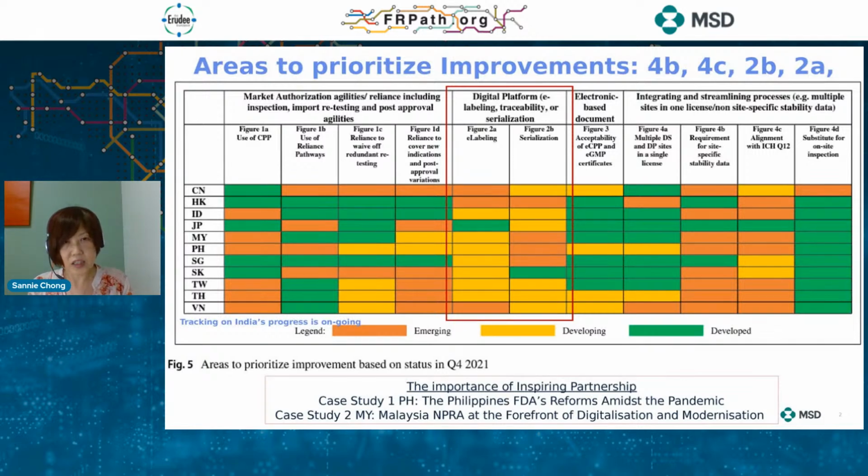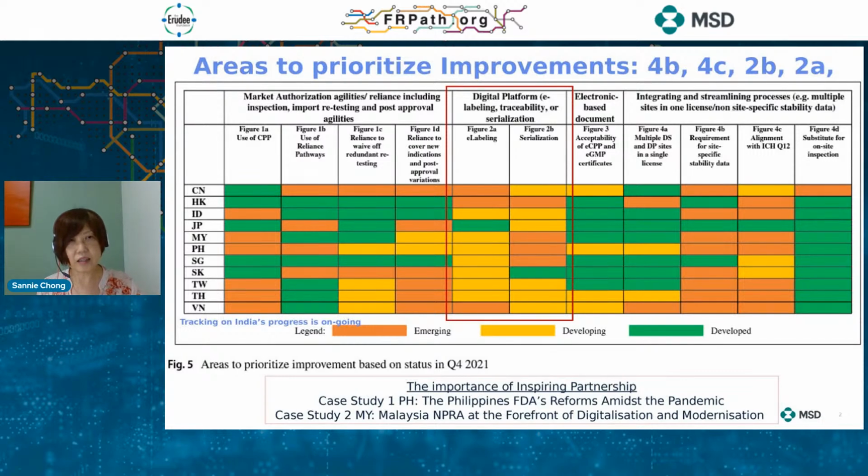So what the colors, quickly, what that meant is orange. Orange means it is still emerging. It's still underdeveloped. The yellow one means something has been done, essentially for selected products. For example, green is this pathway is being implemented.